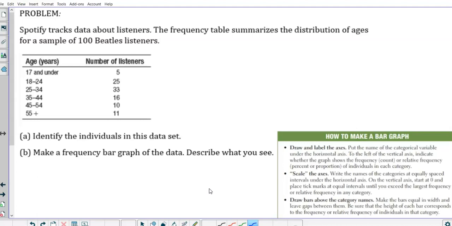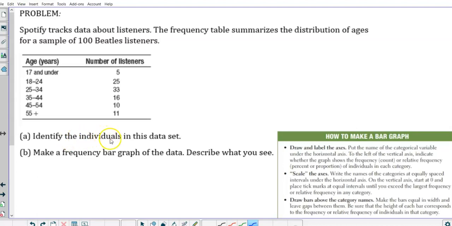Now, my guess is there would be more folks over 50 listening to the Beatles, but maybe people over 50 don't have Spotify. I don't know what the story is here. There's a lot of information.